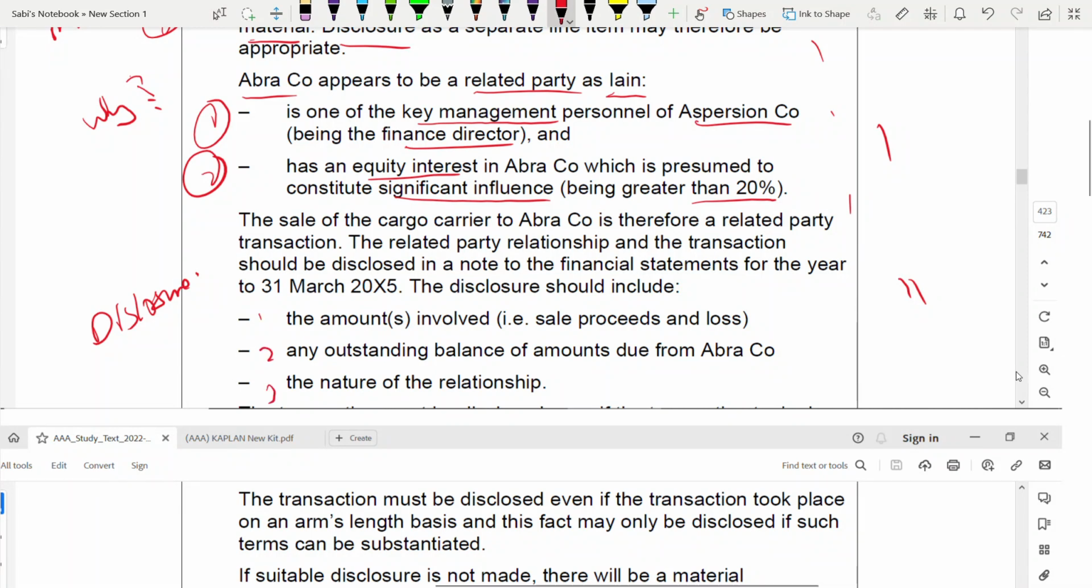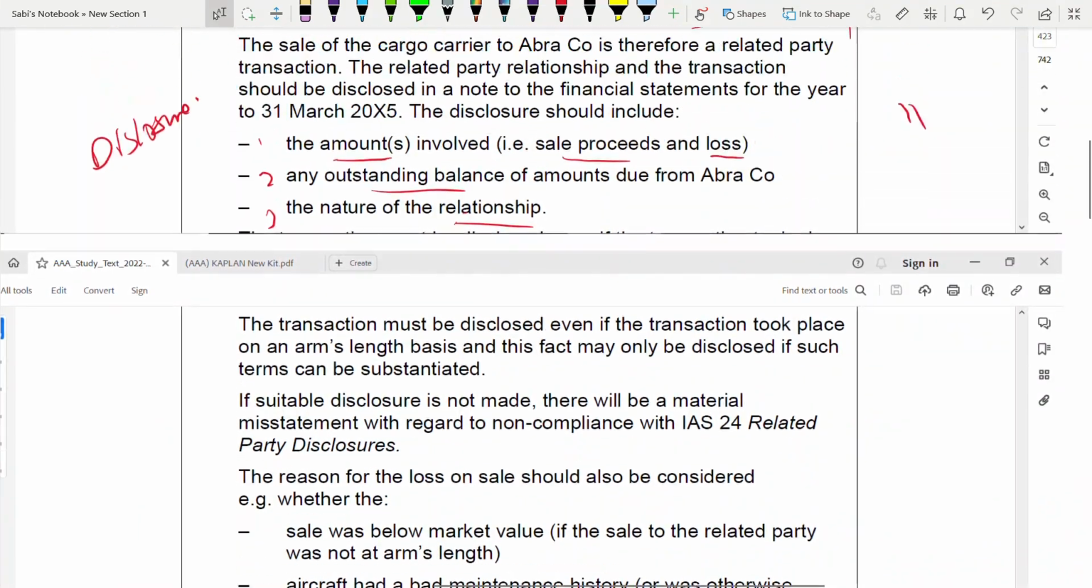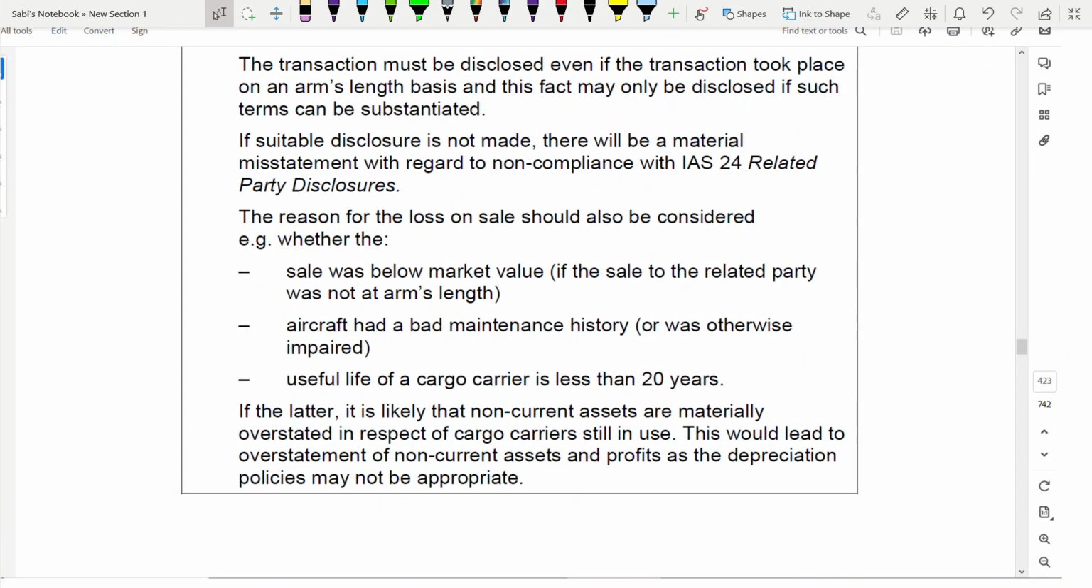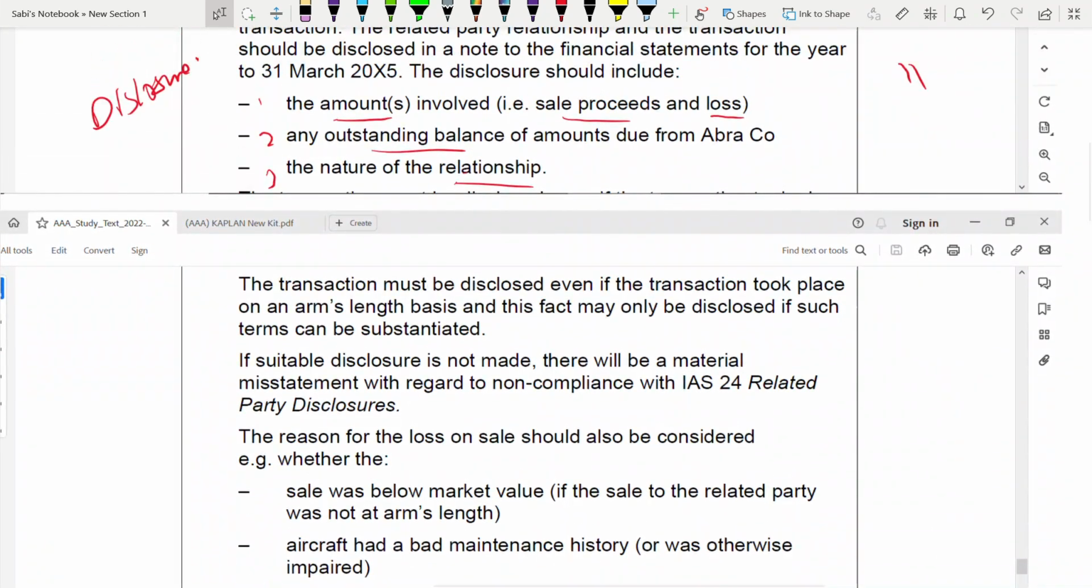What is it? Amount. In this case, what is the sale proceeds and what is the loss? You have to disclose. Any outstanding balance from Abrar, your customer, disclose. Nature of the relationship, disclose. Nature means he's the finance director of this one and he's a key management personnel, that's why they're related. That is the nature of the relationship. And he's an associate, so they are related. So which standard? IAS 24.